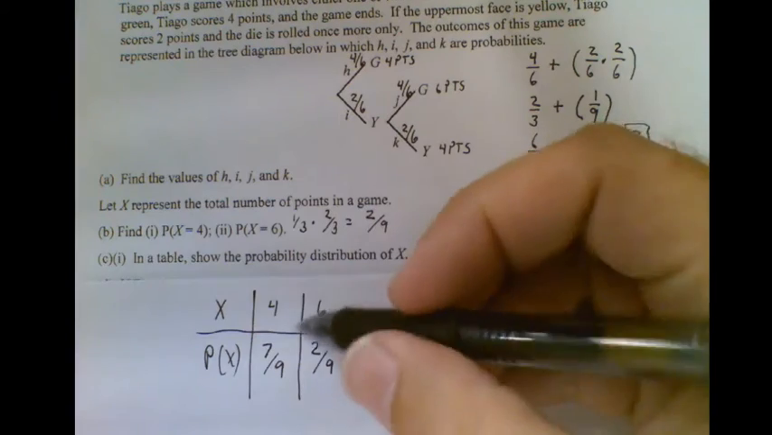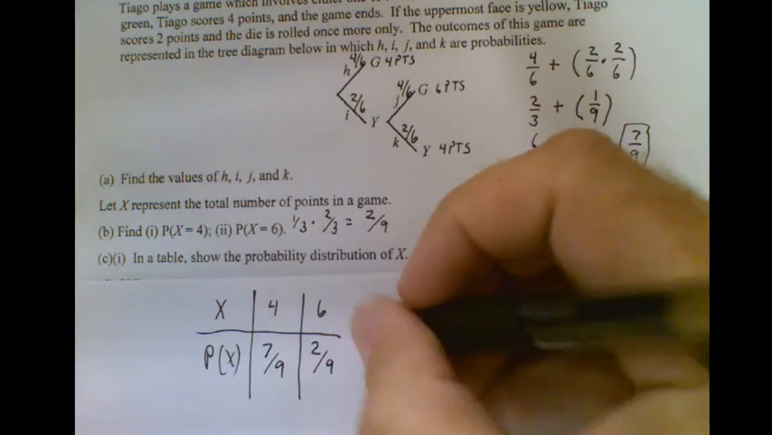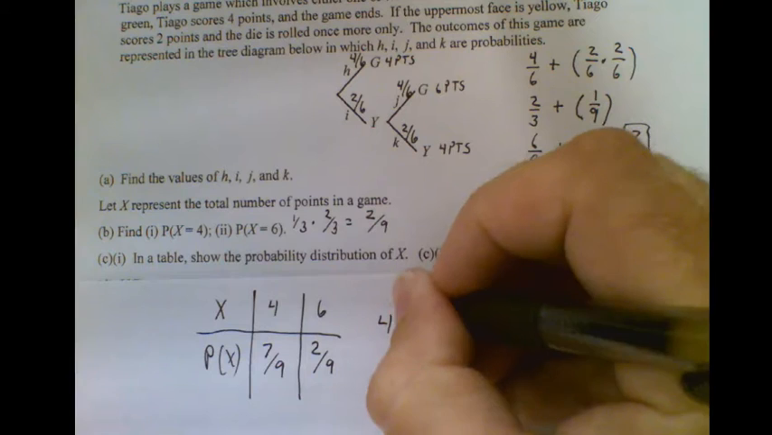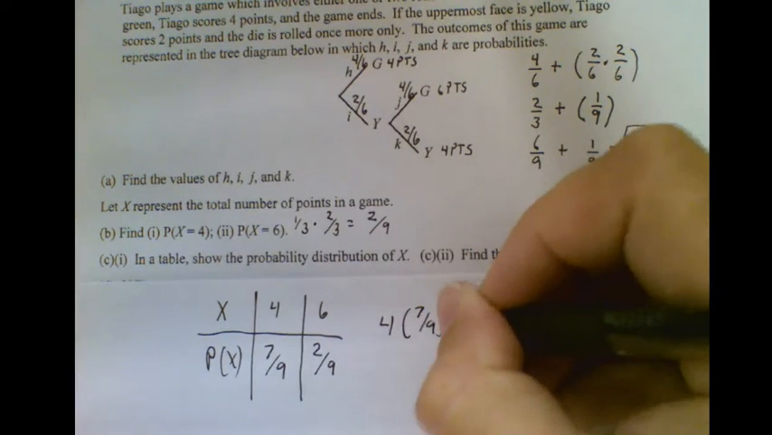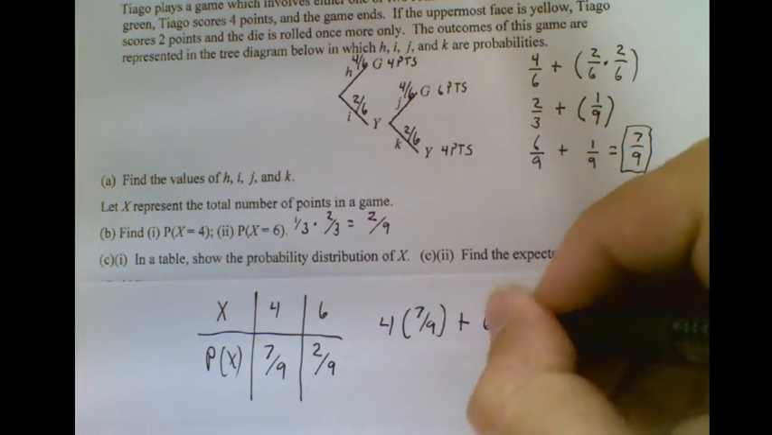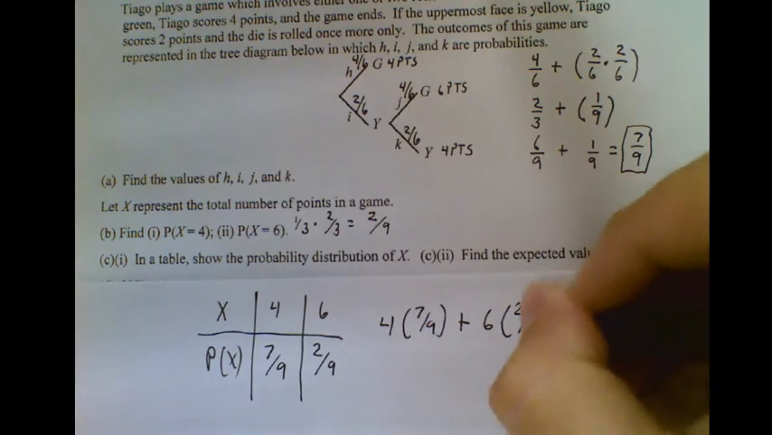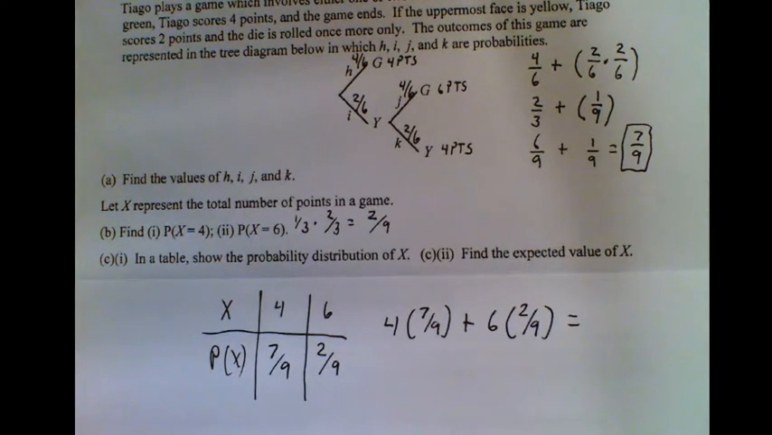So the expected value, if we do 4 times 7/9 plus 6 times 2/9, is going to get you that expected value. So you just multiply that out, and that will do that for you.